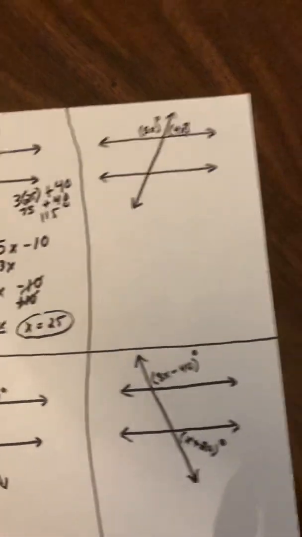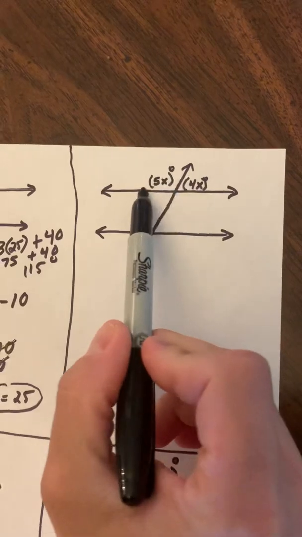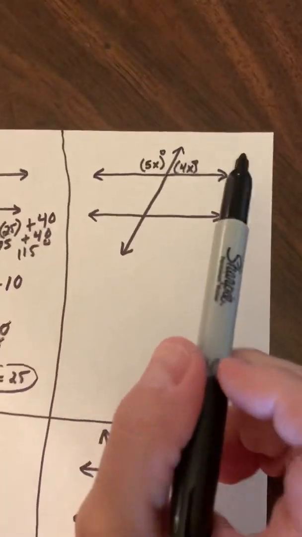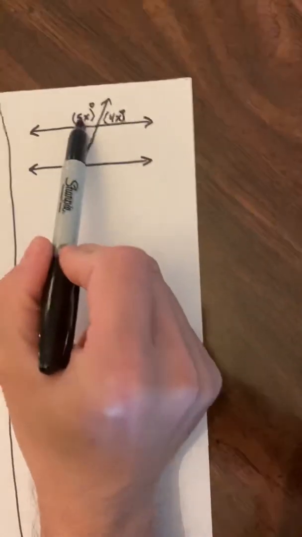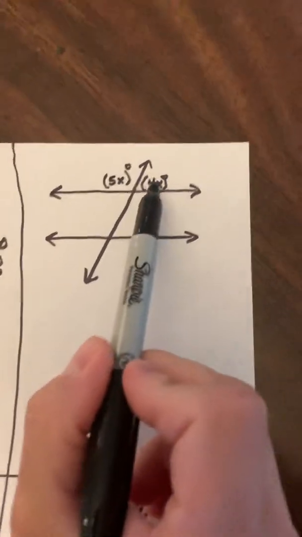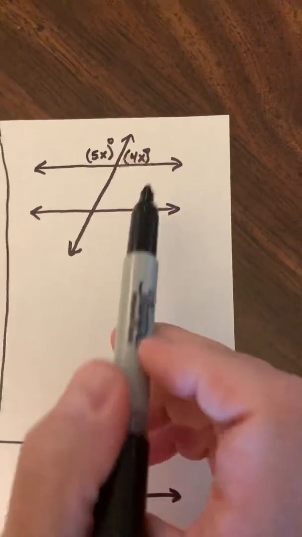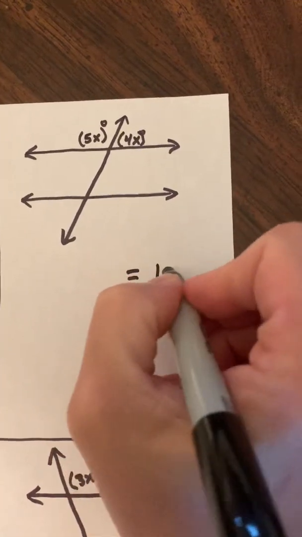Let's look at a couple more here, all right? These two angles, notice this one's obtuse and this one's acute. That automatically means they can't be equal to each other. Remember we talked about in the previous lesson, they have to be supplementary angles, okay? This one's labeled 5x, this one's labeled 4x. There's no way they're equal. They are supplementary, and we learned that supplementary angles add up to 180.